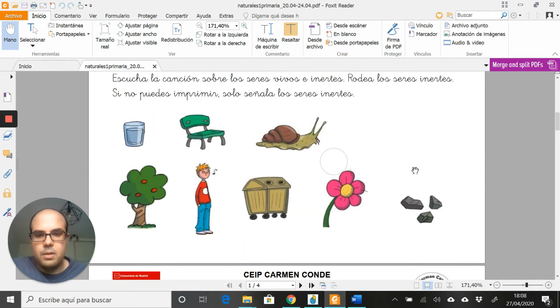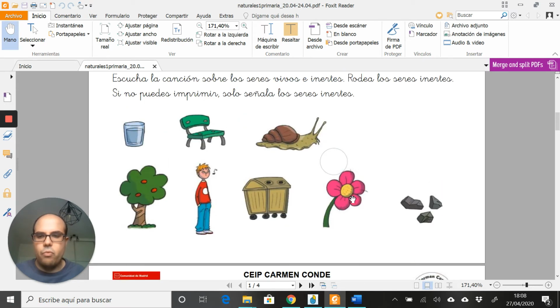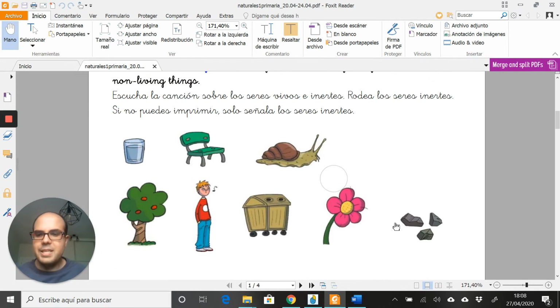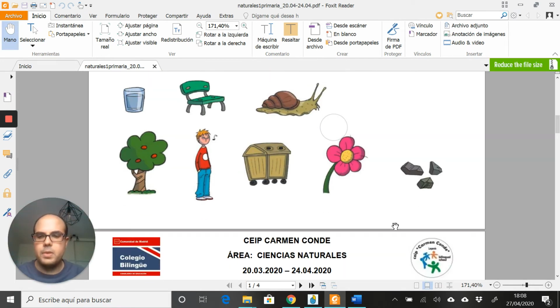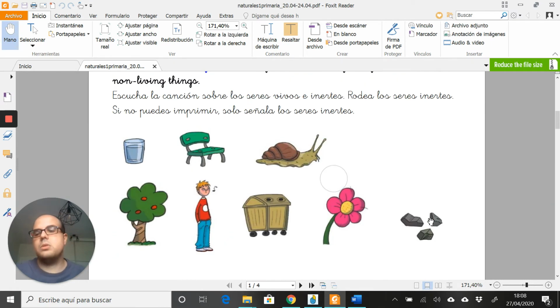So I can see here different things, and to see if they are living things or non-living things, I can think about these characteristics. For example, a glass of water. Is a glass of water born? Water is born? No. Does it reproduce, for example? No. Does it grow? No. Does it die? Does it need food or water? No. So a glass of water is a non-living thing.